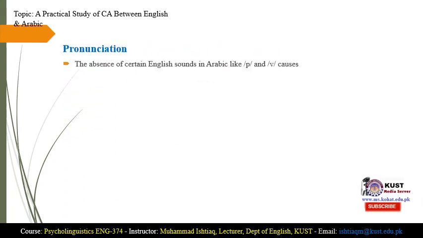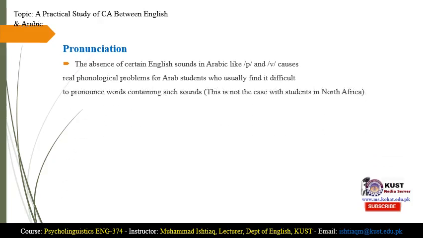Pronunciation. The absence of certain English sounds, or you can say phonemes, in Arabic, like p and v, causes real phonological problems for Arab students, who usually find it difficult to pronounce words containing such sounds. For instance, it's very problematic: a word having p will always be replaced by b, and a word having v will always be replaced by f whenever they have these words.